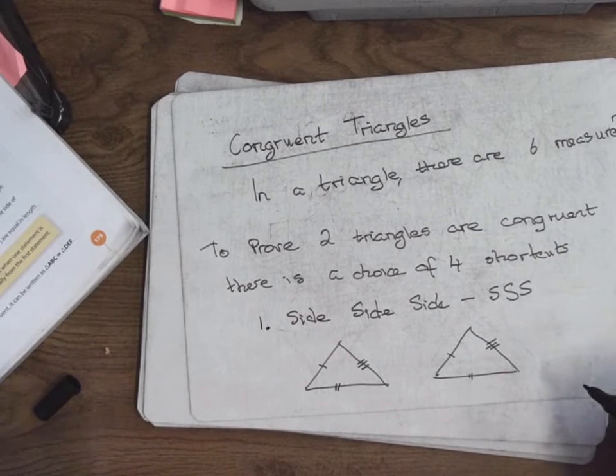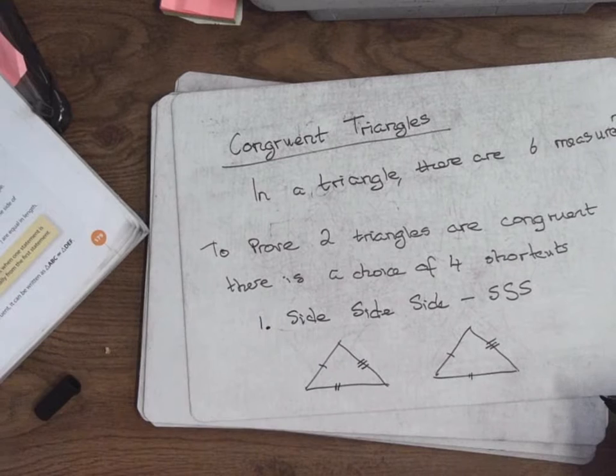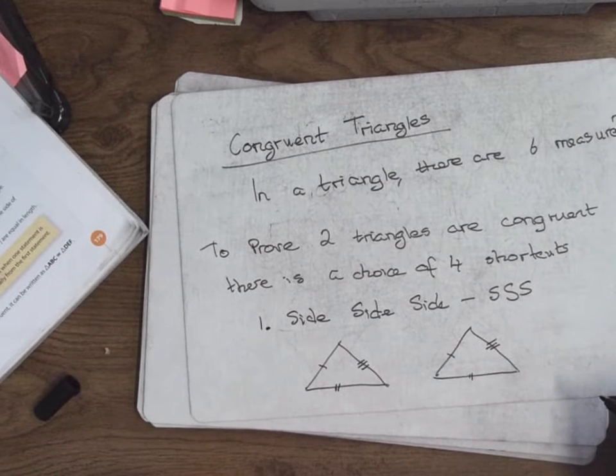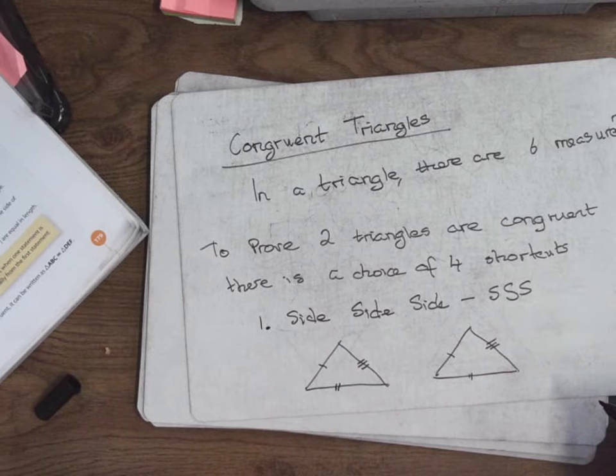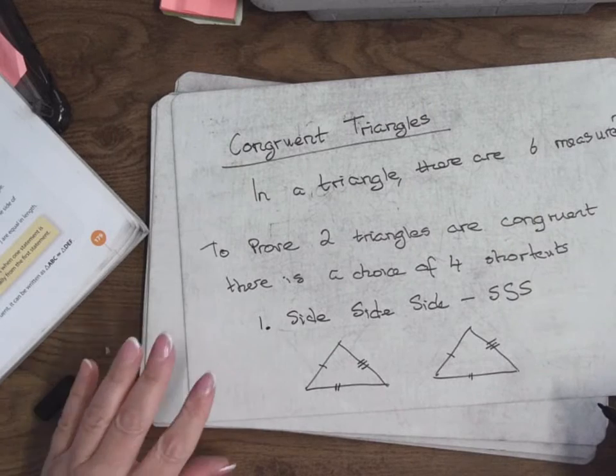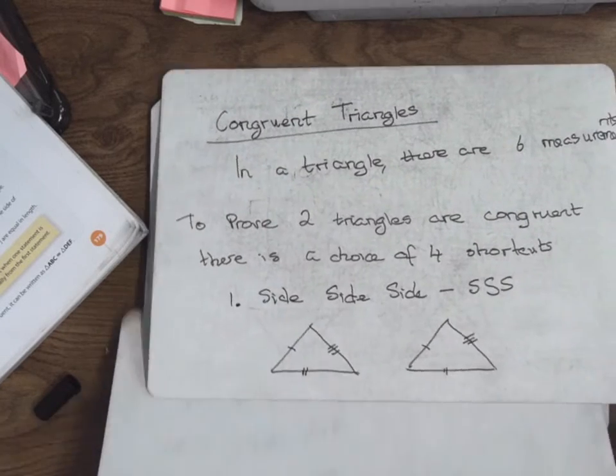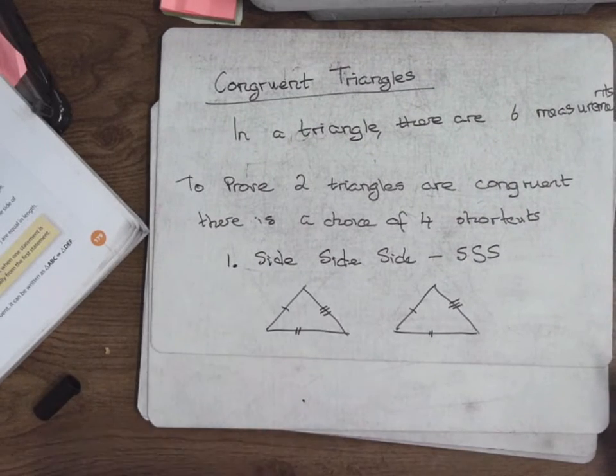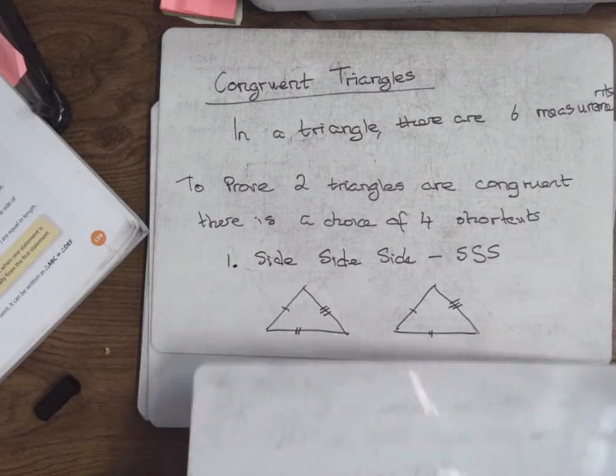So I don't have to do 6 measurements in each. I only have to do 3 in each. Agreed? Okay, it's a shortcut. So if you can prove all 3 sides are equal, right, the triangles are exactly the same. Okay, right? Can I move? Can I go? Is that gone?